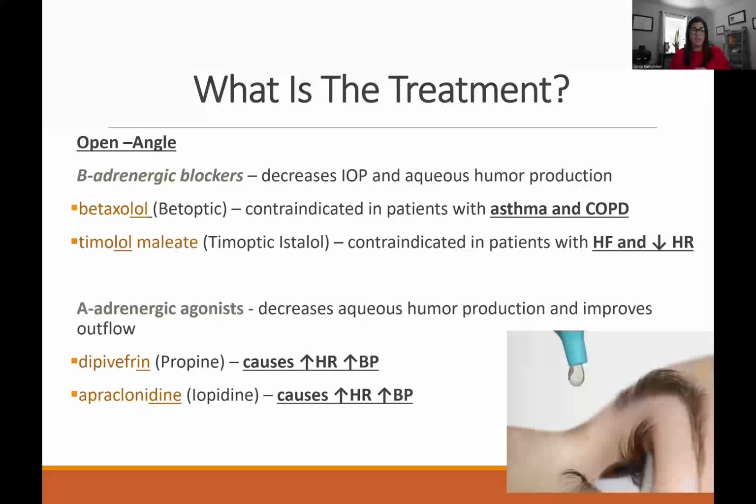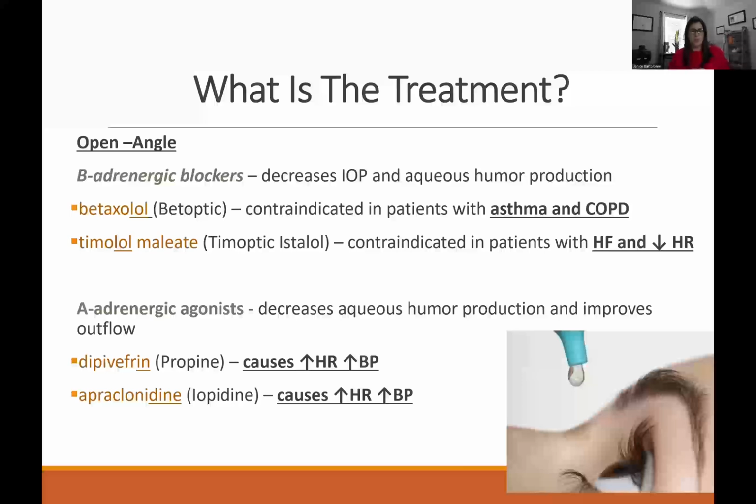Now, these increase the heart rate and increase your blood pressure. So we have to be careful with hypertensive patients or patients that have tachycardia, etc. The drugs are not the treatment. They do not cure glaucoma completely. It's part of the treatment.